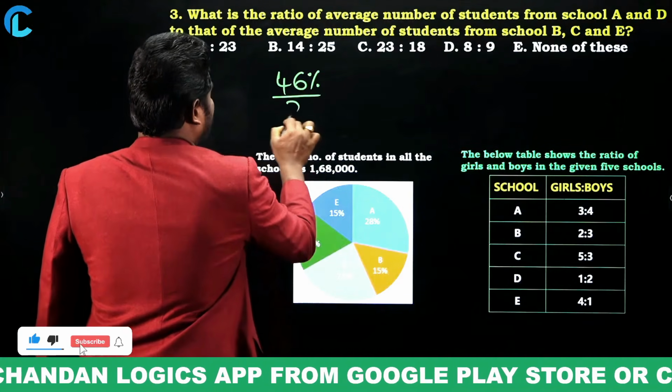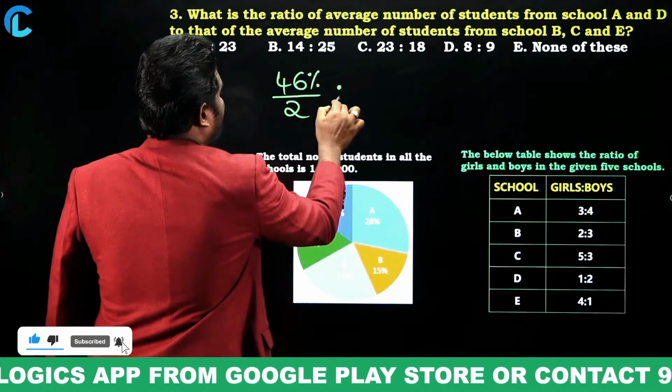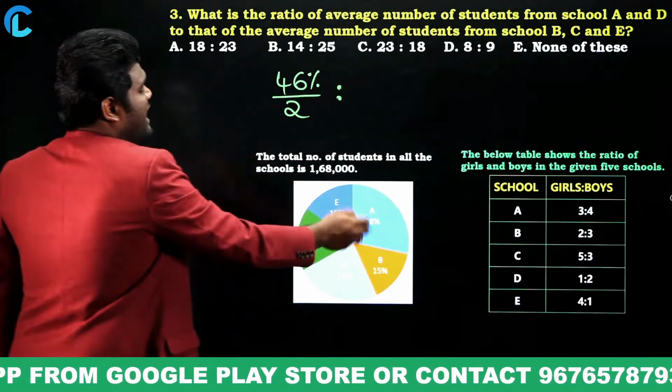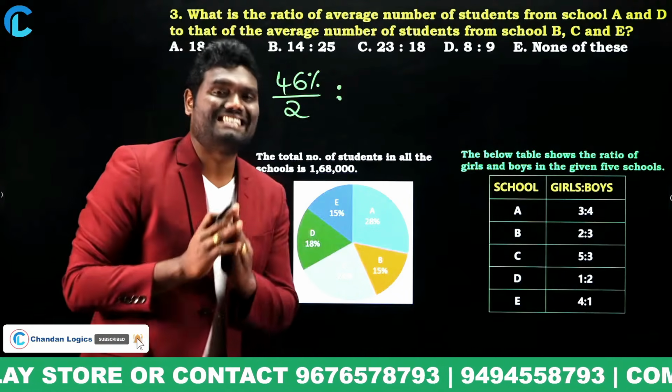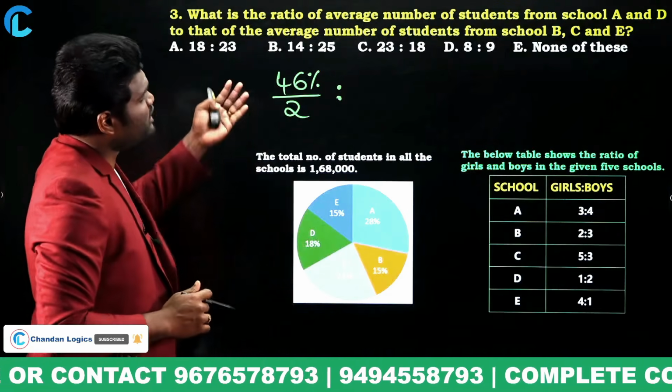Okay, so 46%. As they are saying average, so divide by 2. Why by 2? Because there are 2 schools, A and D: A is 28, D is 18. Both of them combined together is 46. So as it is saying average, divide by 2.